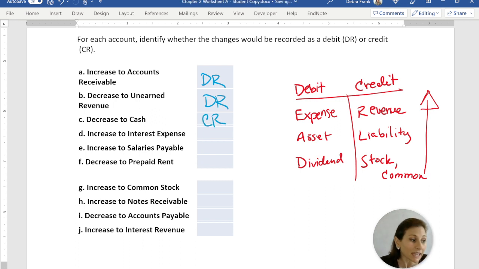All right. Increase in interest expense. Nice. It has the word expense there, so we already know. So we can see here on our DEAD CRLS cheat, that'll be a debit.